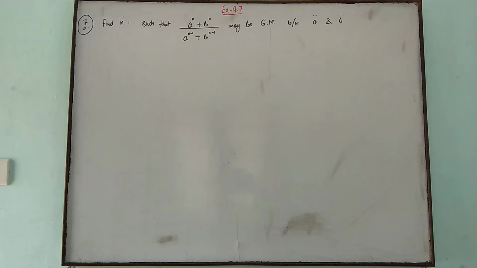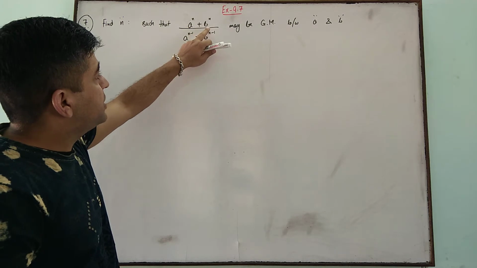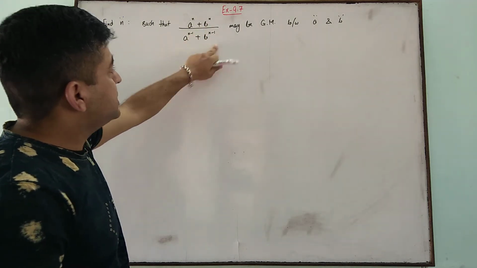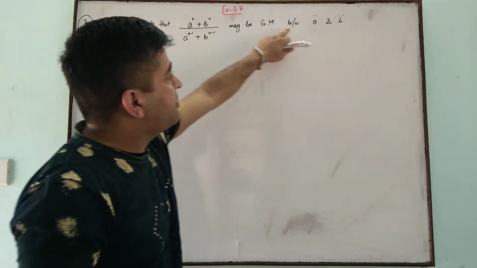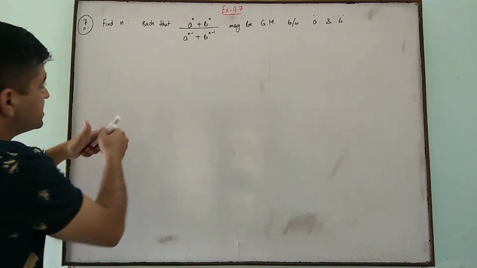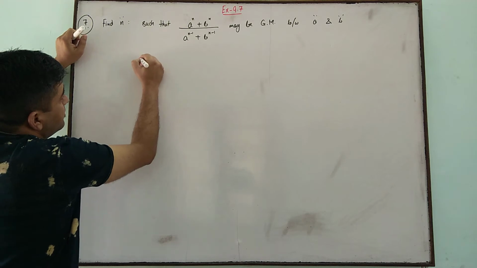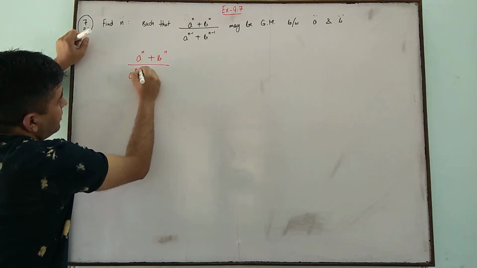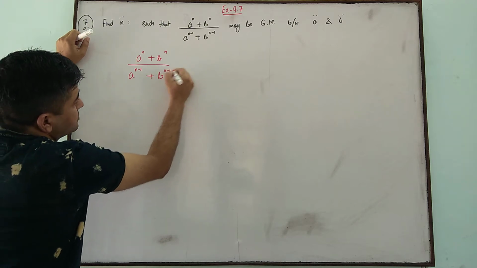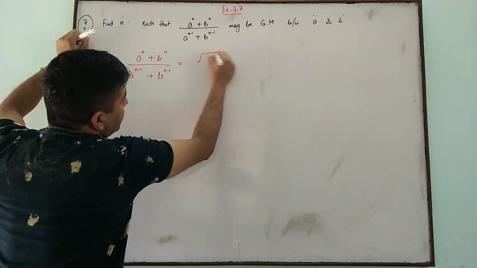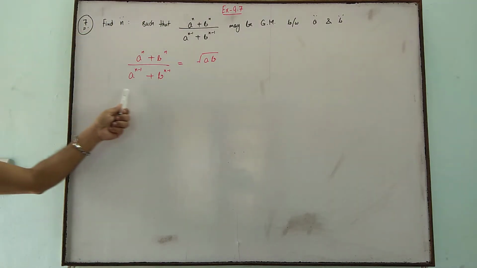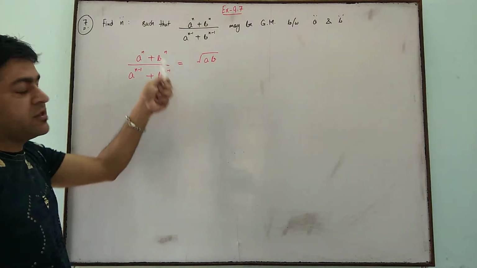Number 7, he said find the value of n such that (a^n + b^n)/(a^(n-1) + b^(n-1)) may be the geometric mean between two numbers, as this is what the geometric mean between two numbers a and b is. So (a^n + b^n)/(a^(n-1) + b^(n-1)) is equal to under root ab. Now you just need to simplify this and you will get the value of n.